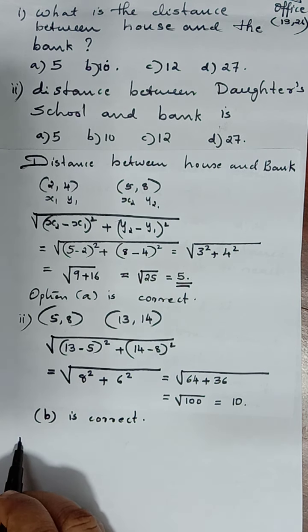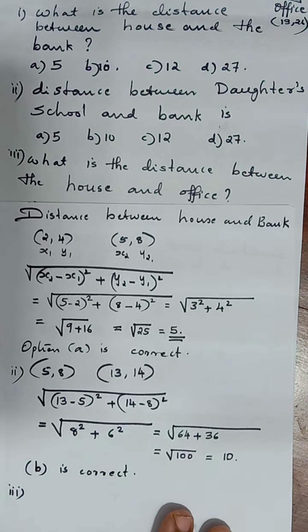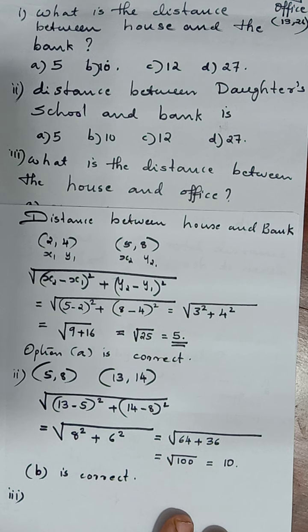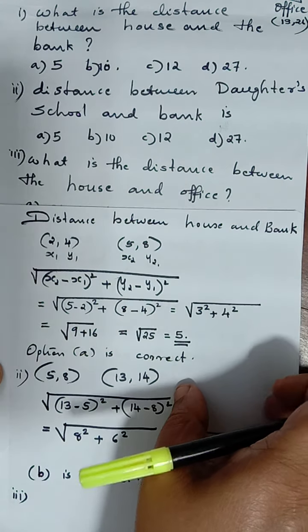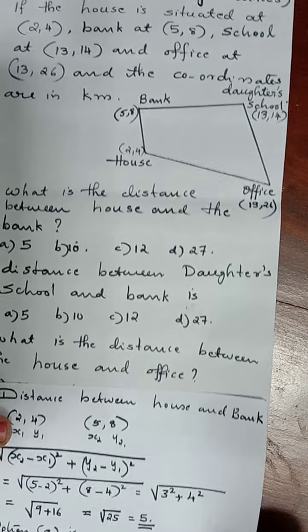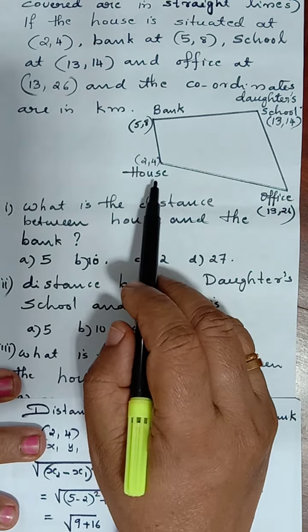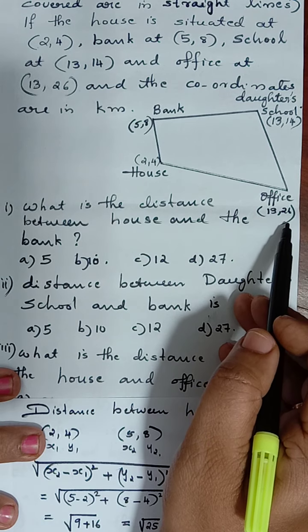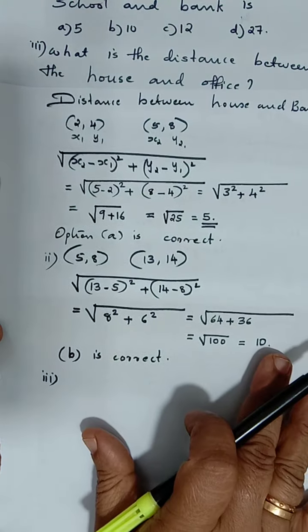Okay, children, we will move to the third question now. Question number 3. See the question paper. Question number 3. What is the distance between house and office? So house and office distance, that coordinate also given to us. You can see that house and office coordinate. House (2, 4), office (13, 26). So let us mark those points now.